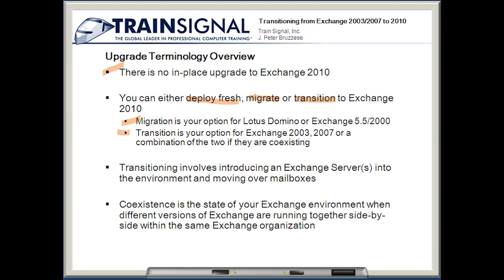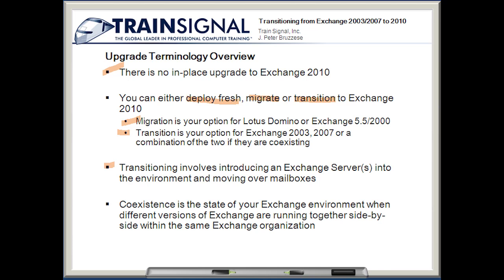You can do these migration hops that will bring you closer to 2010. Okay, so there's a lot involved here, but keep in mind every environment is going to be different. It's not a one solution fits all type of discussion when it comes to transitioning or migrating. Now we've used the word transitioning. Basically, transitioning involves introducing an Exchange server or Exchange servers into the environment and moving over mailboxes.